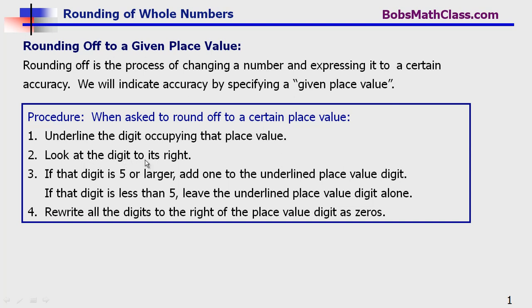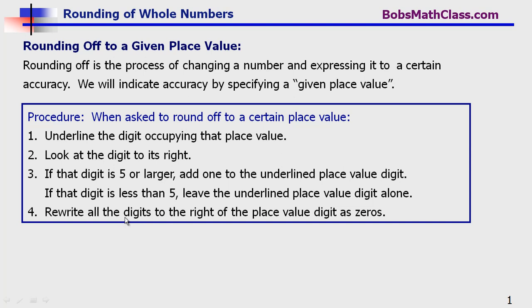Okay, then we're going to look at the digit to its right. If that digit is 5 or larger, add 1 to the underlined place value digit. So 5 or more, we're going to add 1 to the number you've underlined. If that digit is less than 5, so 4 or 3 or 2 or 1, then leave the underlined place value digit alone. Don't subtract, we just leave it alone. So 5 or more we're going to add, but less than 5 we're going to leave it alone.